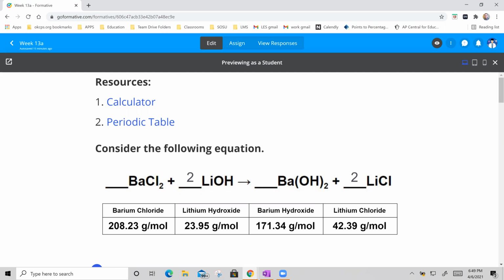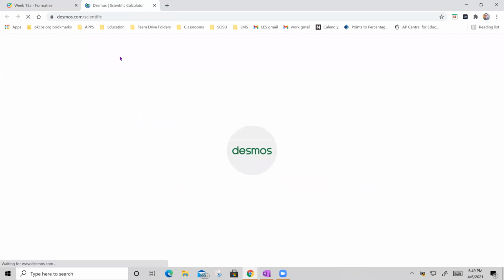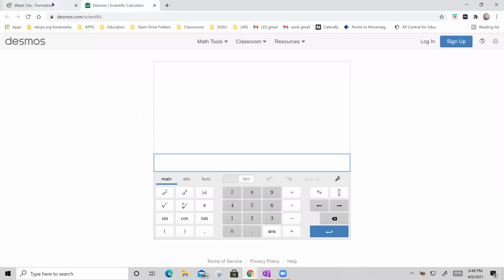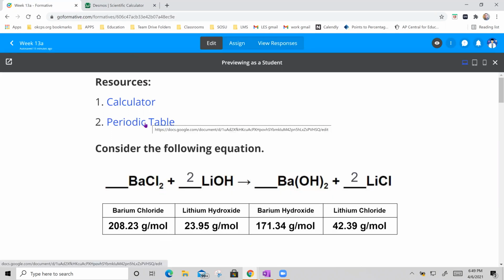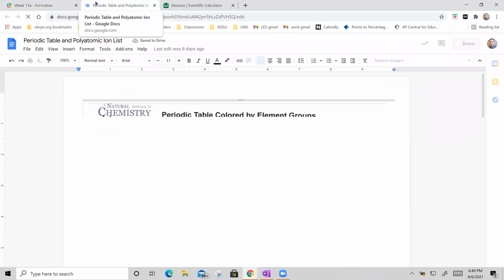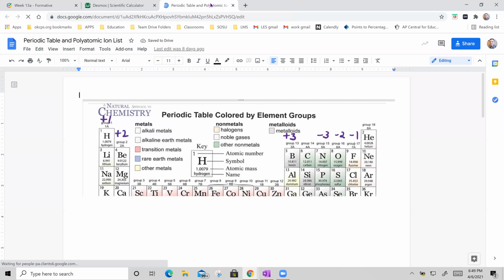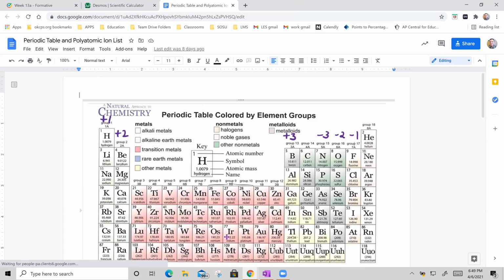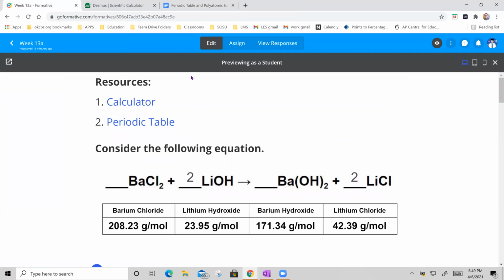So one of the first things you need to do before starting this lesson is click on the calculator so that you have a Desmos calculator available. And the next thing you need to do is click on the periodic table, because you're going to be using that toward the end. So just to get started, I'm going to use a different format than Formative to show this lesson.